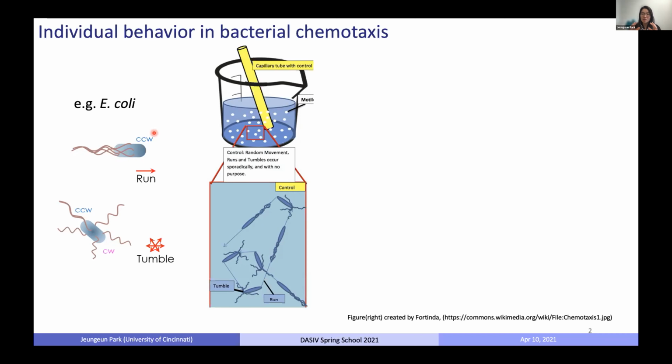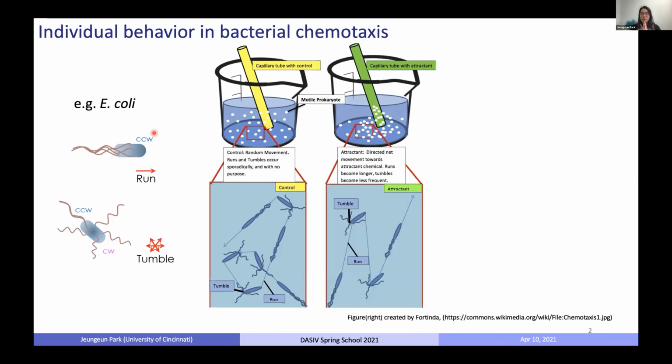So if there is no chemical signal, then it usually takes 1 second for a run, and it takes 0.1 second for a tumble. However, if we introduce some chemical signal they like, food or nutrient, then they are less likely to tumble, or the mean length of run becomes longer. It means in the end they move toward the food they like. So such a movement in response to chemical signal is called chemotaxis.